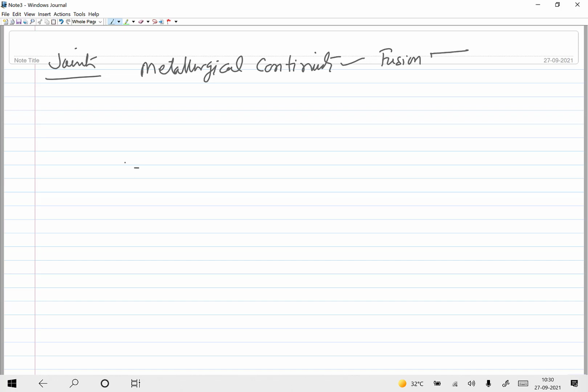That's one case: you have two components and you are just fusing them, and after solidification you get the joint. The second case is where you have two components that are perfectly polished and cleaned and brought into contact with each other under pressure, and across the interface diffusion takes place. So in that case also you will have metallurgical continuity. That's the diffusion phenomenon that works to develop the metallurgical continuity between the two components.